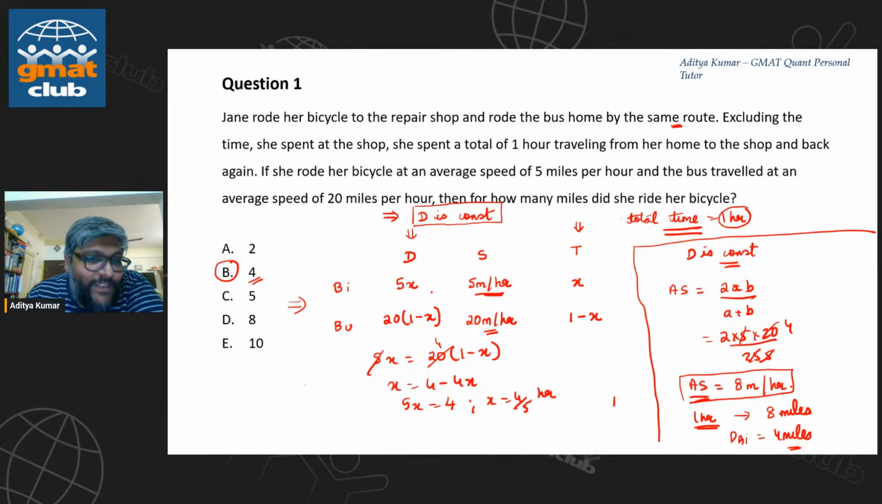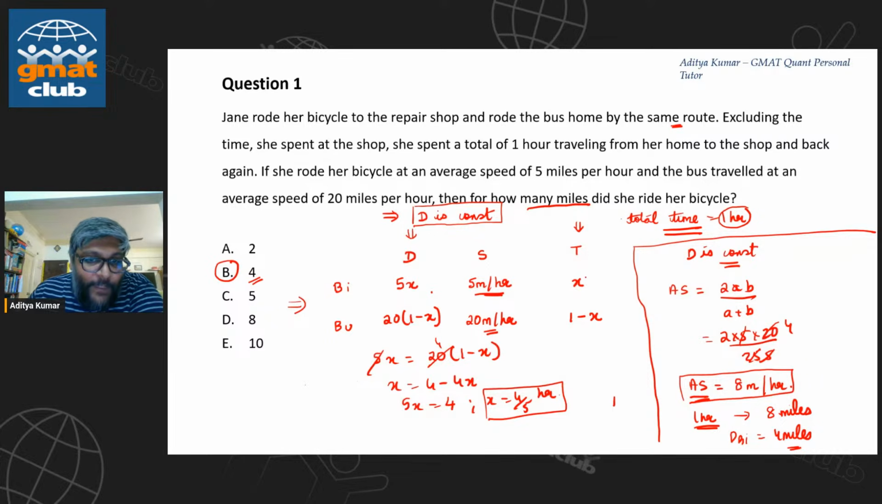Why did I choose to go the distance route? Because the question asked me, okay, what was the distance? But you can absolutely do time. Now you've got x is equal to 4 by 5 hours. Don't stop there. Ideally, I would have given you 4 by 5 as one of the answer choices as well.